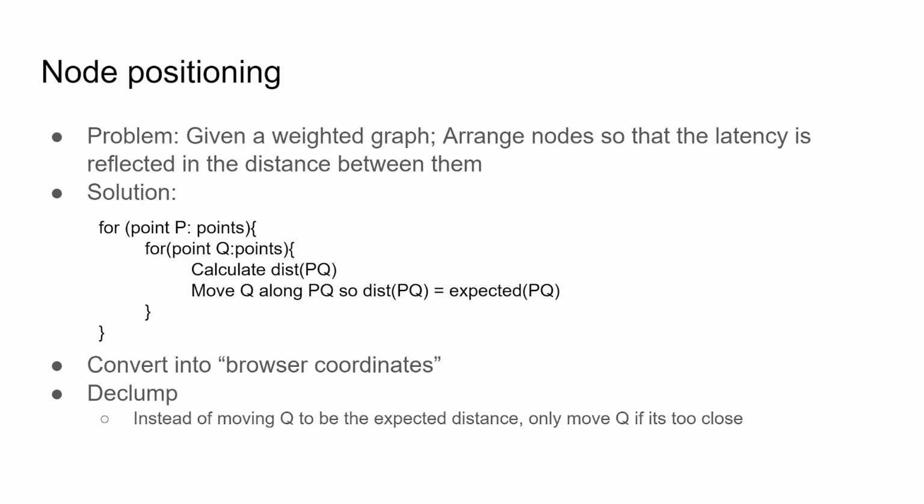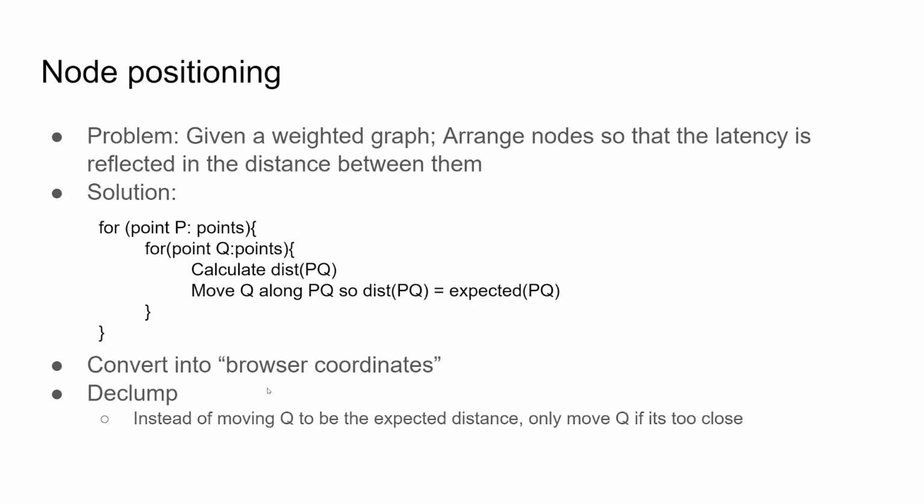The solution was a double nested for loop, looping through the same set of points. So point P in points, then again iterate through point Q in points, calculate the distance from P to Q, and then move Q along PQ so that you hit the distance you want. If Q is too close, move it further away, and if Q is too far away, move it in. You just iteratively do this over time. I have it set to do maybe 40 loops of this, and slowly the nodes balance each other out and settle down into a happy spot.